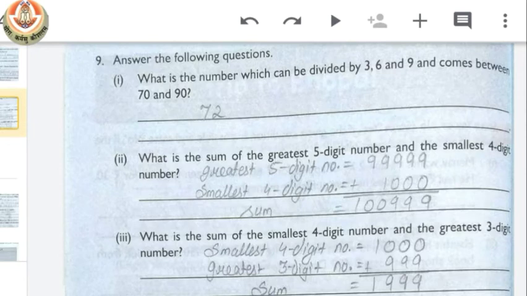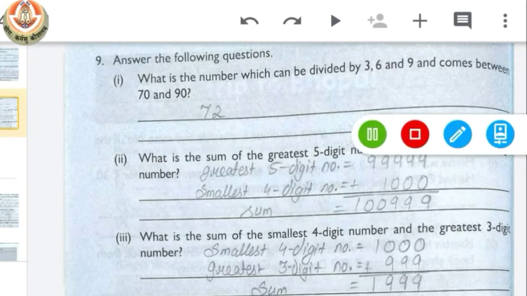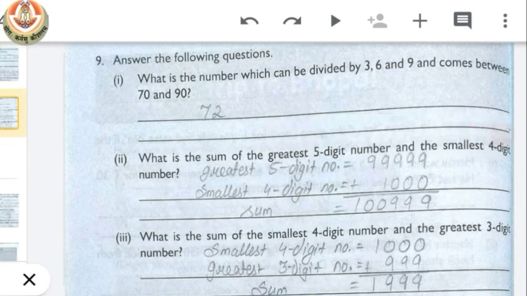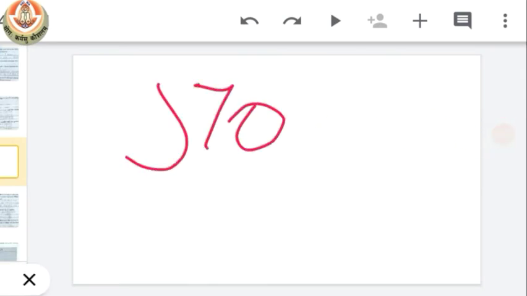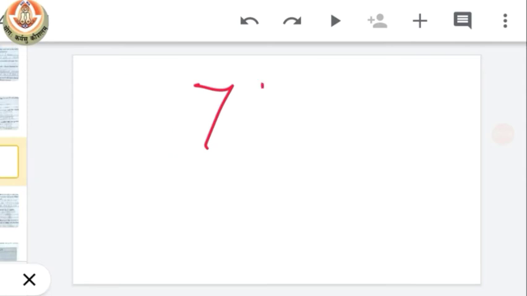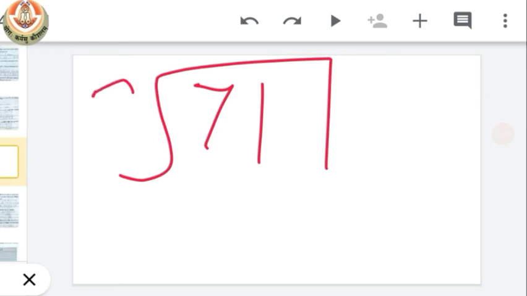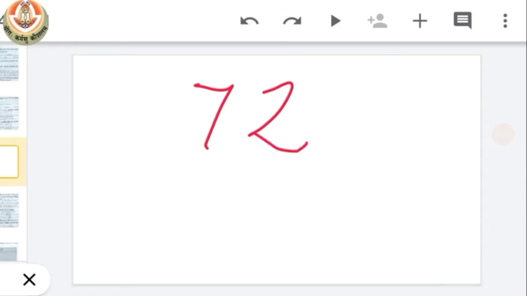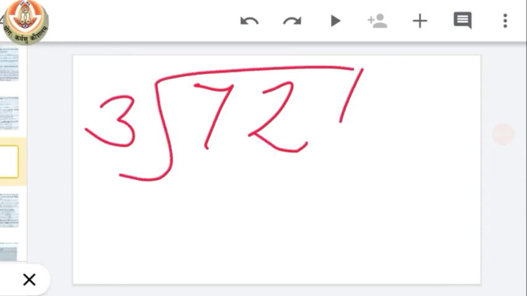Now the next question is, what is the number which can be divided by 3, 6 and 9 and comes in between 70 and 90? So let's start from the starting. When we check 70, it is not divisible by 3. So we have to leave this number. When we check 71, it is also not divisible by 3. Now we have to check 72. So yes, it is divisible by 3.